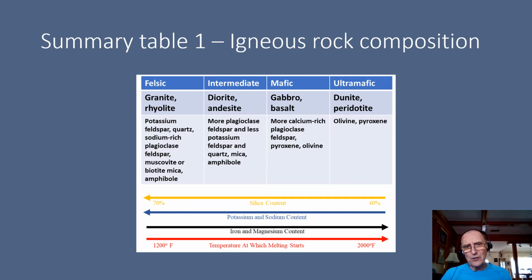The intermediate igneous rocks, the classic ones are diorite and andesite, andesite being volcanic, diorite being plutonic, and chemically speaking, they fall between the felsic and the mafic. And then you have your ultramafic igneous rocks that are, like I told you earlier, more like the composition of the uppermost upper mantle, and the minerals that would predominate here would be your olivines and your pyroxenes.